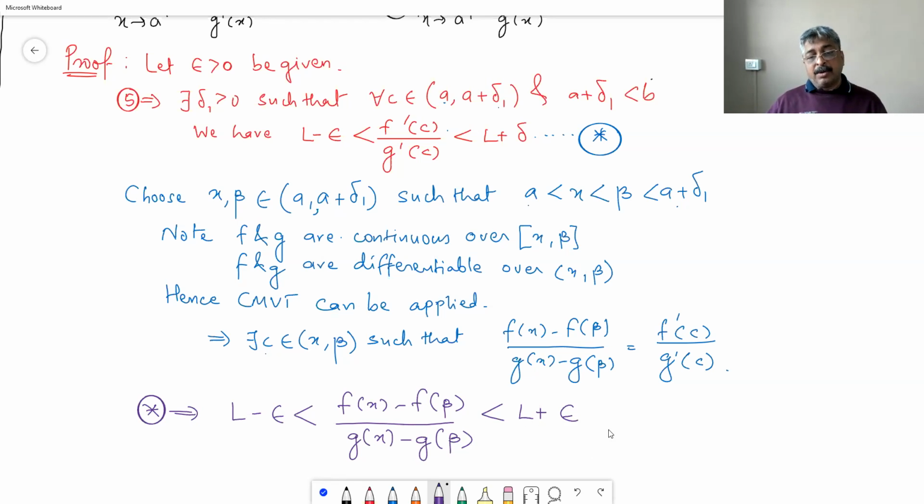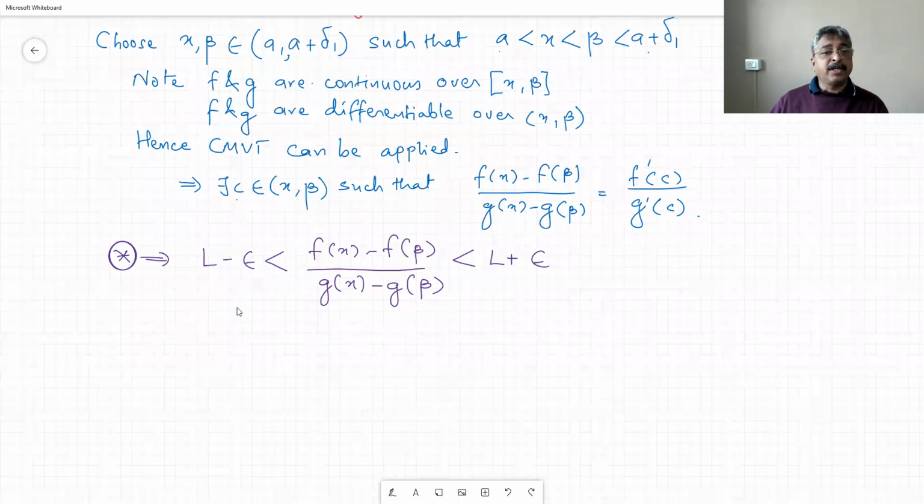Okay. Now, in the earlier proof, this term was 0, that term was 0, but now they are not 0. Therefore we cannot eliminate them and just directly write down f of x upon g of x. So we need to do a little more work. And the work is as follows.